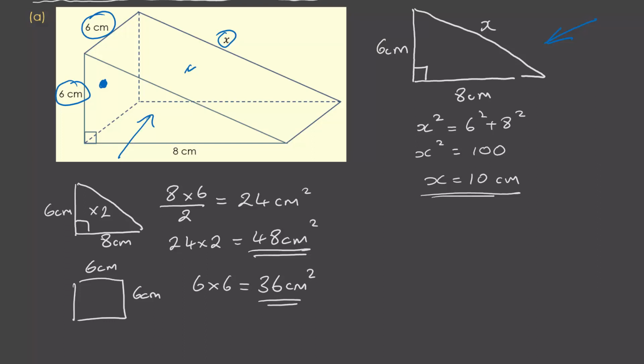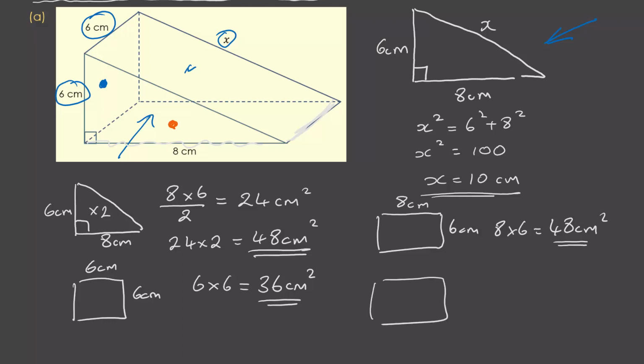If we look at the one on the bottom, that rectangle there is 8 in this direction, and then it's 6 that way. So we've got 8 times 6 is 48 square centimeters. And then you've got the one on the top. Now we worked out that the length X was 10, and of course the width of that rectangle is 6. So we've got 10 times 6, which is 60 square centimeters.